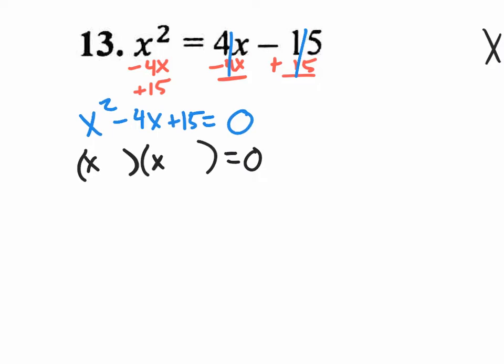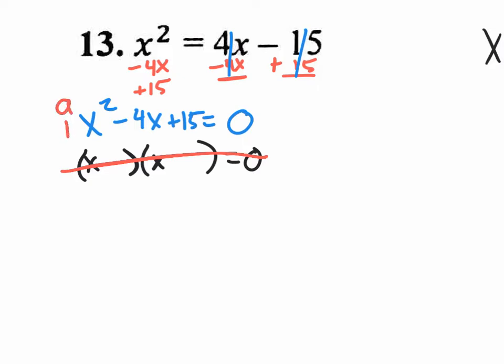That's my first thought. What times what is 15 that if I add together is negative 4? 5 times 3? No, that would give me 8 if I add it, not negative 4. So yeah, it would not work. I would not be able to factor it. So I would have to use the quadratic formula as well right here.